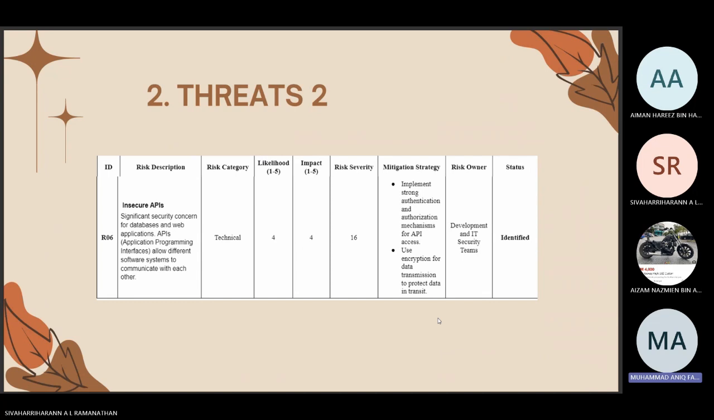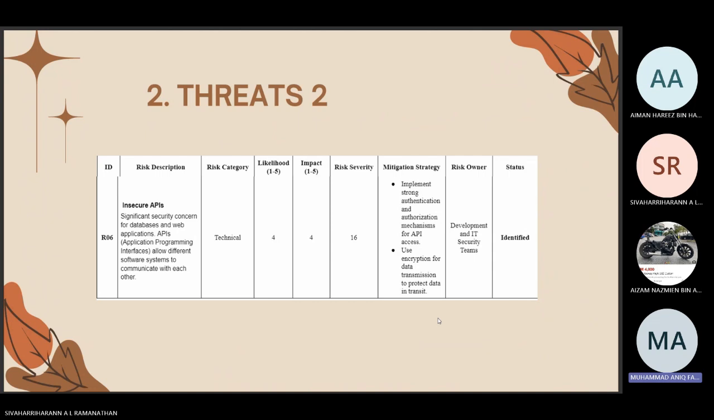Yes, so the threat is insecure APIs. Insecure APIs pose significant security concern for database and web application, as API allow different software systems to interact and potentially expose vulnerability. Risk category is technical, highlighting a focus on the system design and security, with a likelihood of 4 and impact of 4. The risk severity is 16, indicating a moderate level of risk.